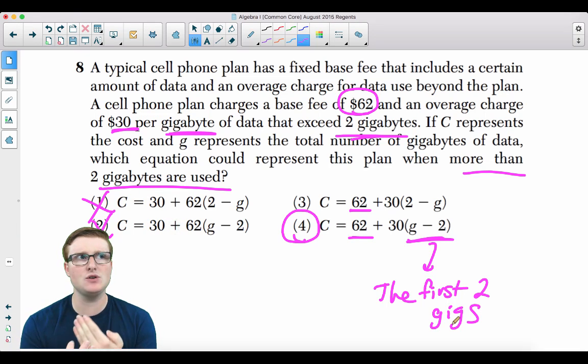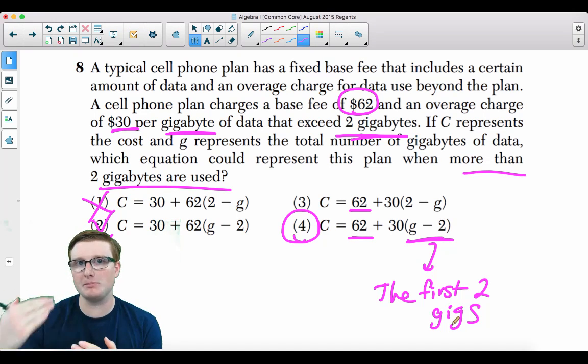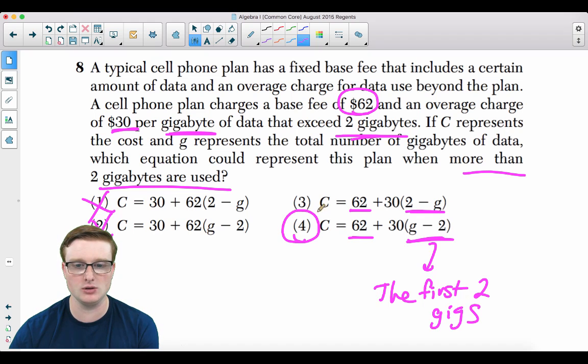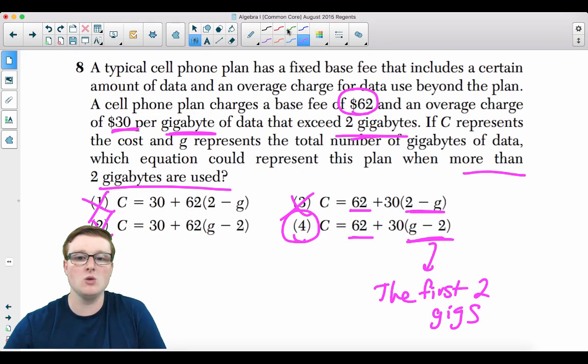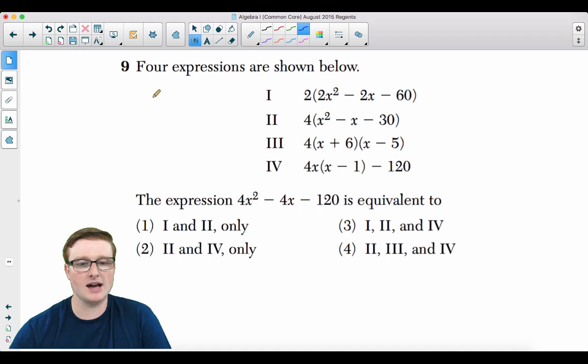So for example, if you use 10 gigabytes for the whole month, you really used 8 gigabytes over the plan because 2 is included in the plan in the first place. So that's why it's going to be choice 4. Choice 3 would start producing negative numbers. That makes absolutely no sense, because why in the world would a cell phone company charge you less money if you're using more of their stuff? Makes no sense.